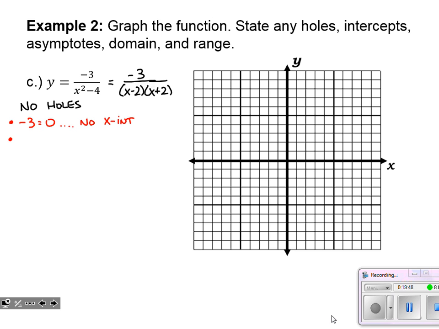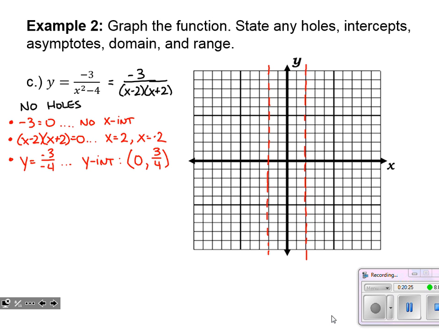If I set the denominator equal to 0, I get these factors set equal to 0, and since it's already factored, it's easy to tell that x equals 2 and x equals negative 2. Now I have two vertical asymptotes. That is okay. That can happen. Go ahead and plot both of those. And lastly, what happens if x were to equal 0? Well, then I would have negative 3 over negative 4. So my y-intercept is the point (0, 3/4). Go ahead and plot that in there.